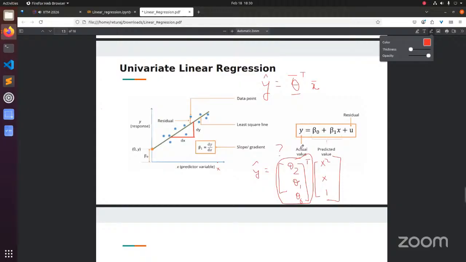So if x is a degree 2 polynomial, how many unknowns are there? Three unknowns: theta 2, theta 1, and theta naught. If it's a degree 5 polynomial, how many unknowns are there in theta? Six. Because of this extra one, we need to add another, so it becomes 6 unknowns. If it's a 7-degree polynomial, how many unknowns are there? Eight. Okay, so everyone is okay with this.